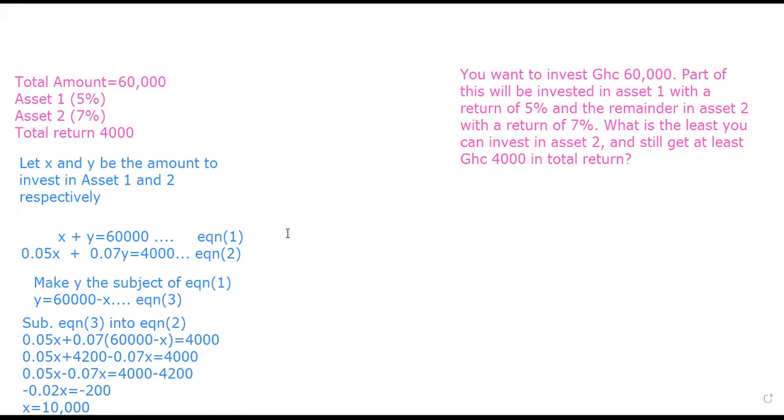Okay. So X plus Y is equal to 60,000. Now X is 10,000. So 10,000 plus Y is equal to 60,000. Therefore, Y is equal to 60,000 minus 10,000. And that gives us Y is equal to what? 50,000. So therefore, they must invest 50,000 into asset two to get a total return of 4,000. Do you understand? Yes.